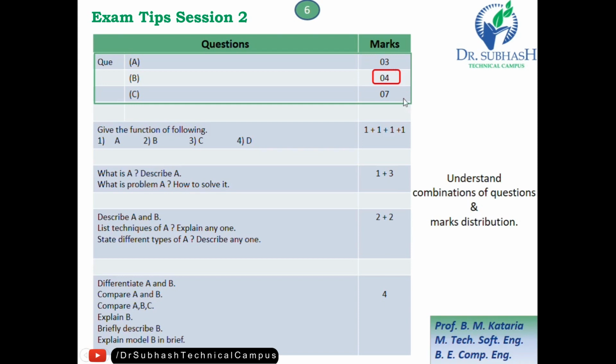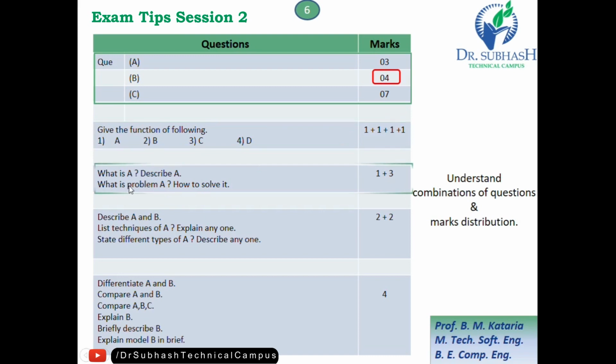now we will go to the 4 marks distribution. Let's begin with: give the function of the following. It means here you have to write the function of all these things like A, B, C and D, 4 categories. Any topic is given to you in place of A, B, C, D. All questions carry 1 mark each. Get it? Total marks is 4.